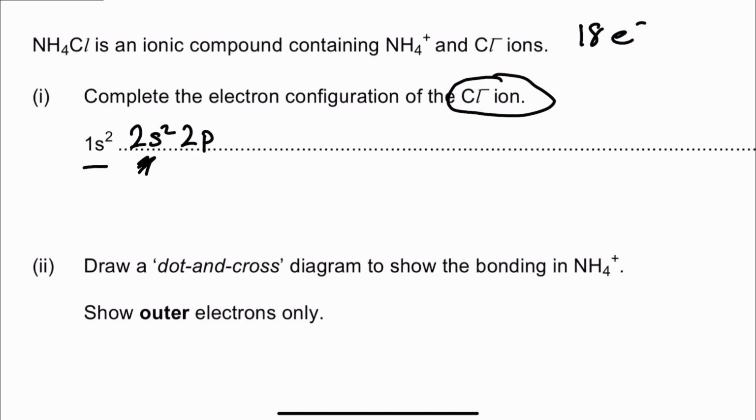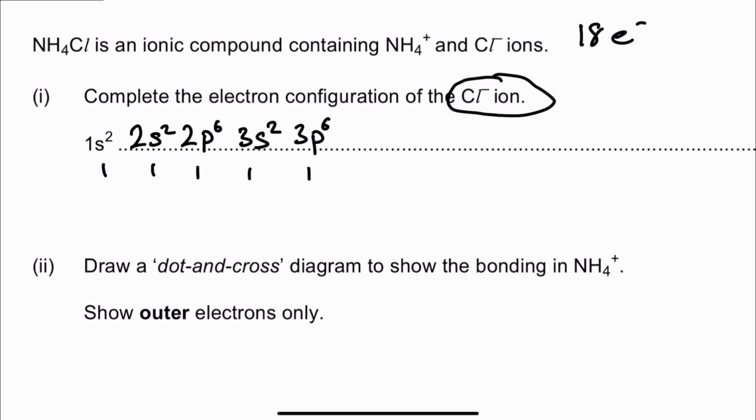18 minus 4 is 14. So 2p can fill up to 6, so that's now 4, 6, 10. So we still have 8 electrons left over. So then we go on to the 3s orbital, so 3s2. Then the 3p orbital. So now this is 12. 18 minus 12 is going to be 6. So 3p can fill up to 6, and that would be a total of 2, 4, 10, 12, 18. And that's the answer. So remember, it's always 1s, 2s, 2p, 3s, 3p.